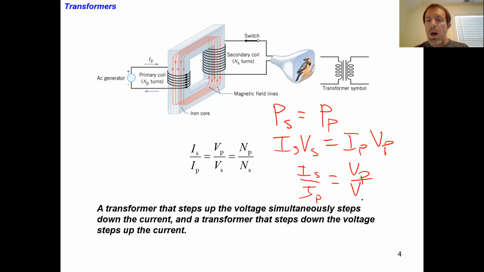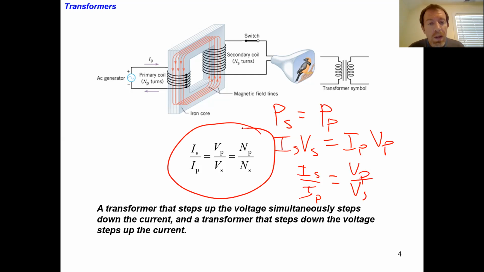And when we do, we end up generating an equation for how the currents through both coils relate to each other. As a result, we can set up something like what's circled there. Now we've got a relationship for current, voltage, and the number of turns. One thing we notice is that the S and the P have switched places. So if we've got a transformer that steps up voltage, it's going to step down current. And vice versa, if we've got a transformer that steps down voltage, it steps up current.